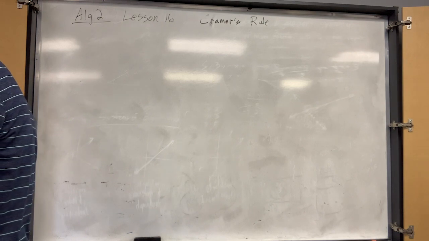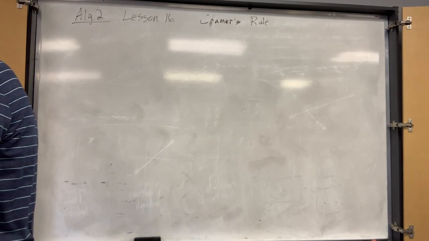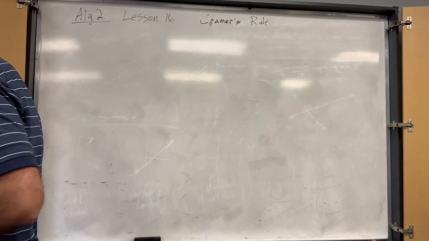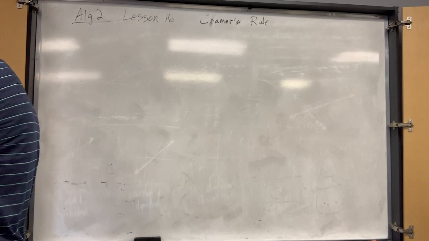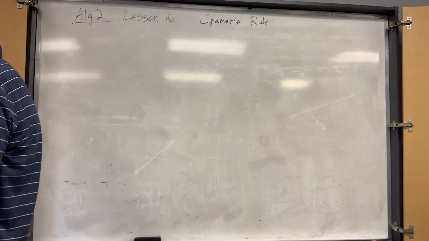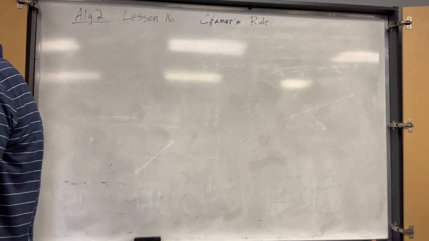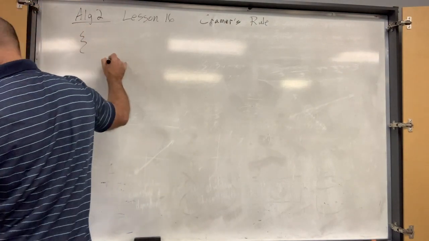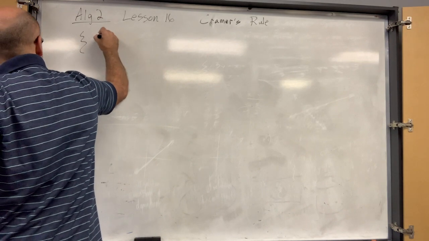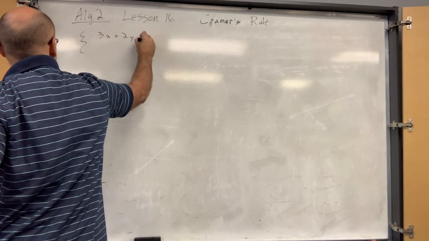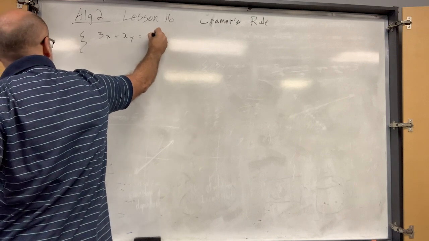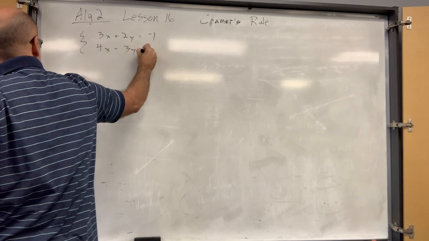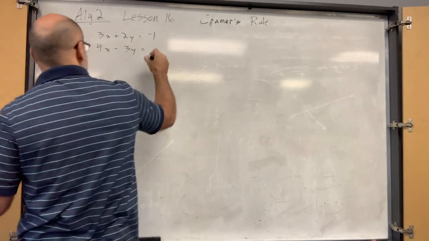We haven't talked about the elimination method yet, but I'd like to do that just so you can understand why we're using matrices to figure this out. Okay, so I'm going to put a system of equations up here. 3x plus 2y equals -1. 4x minus 3y equals 10.